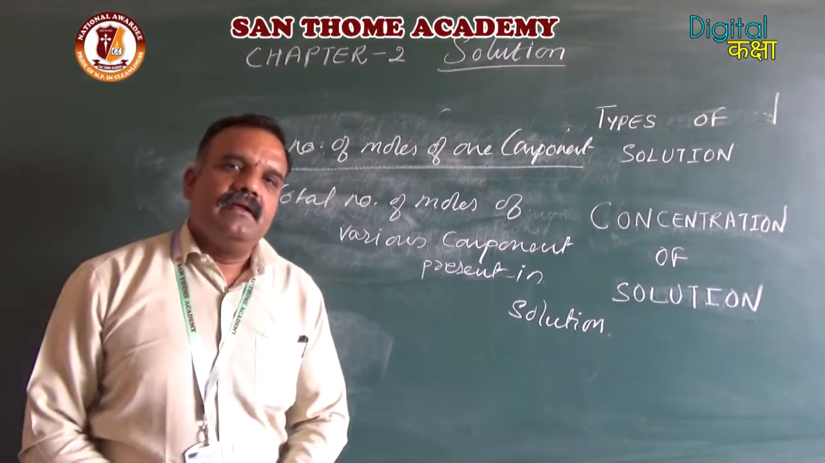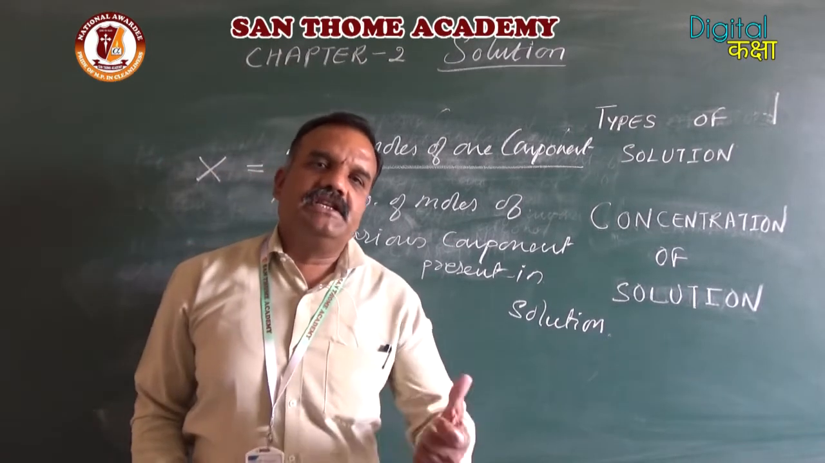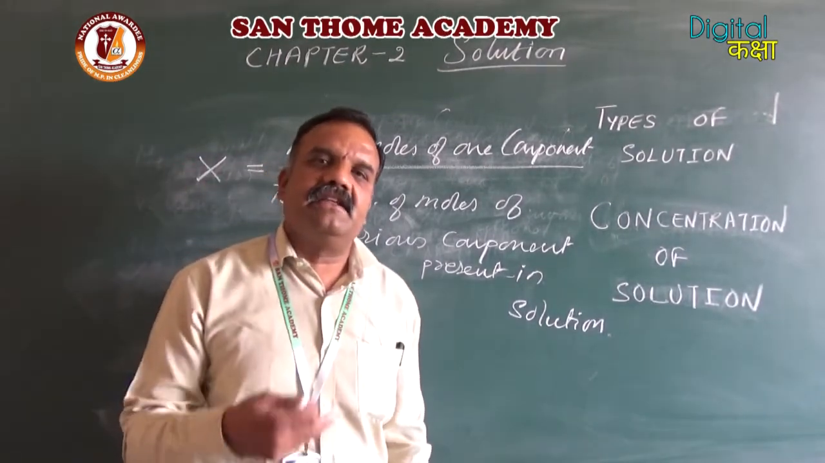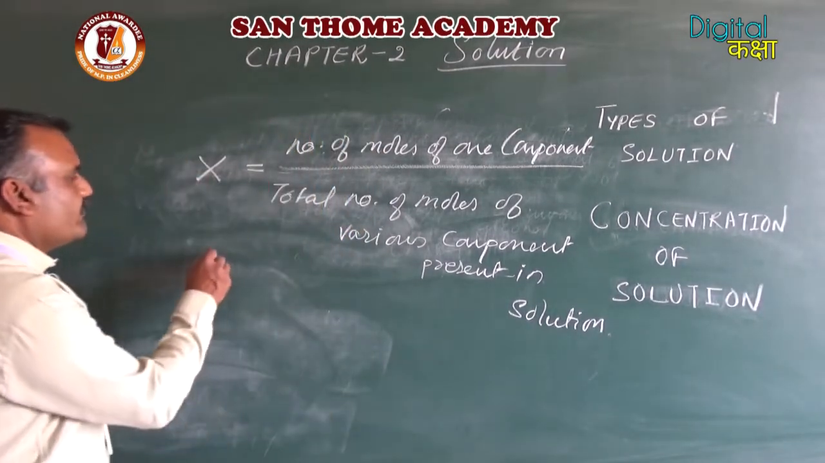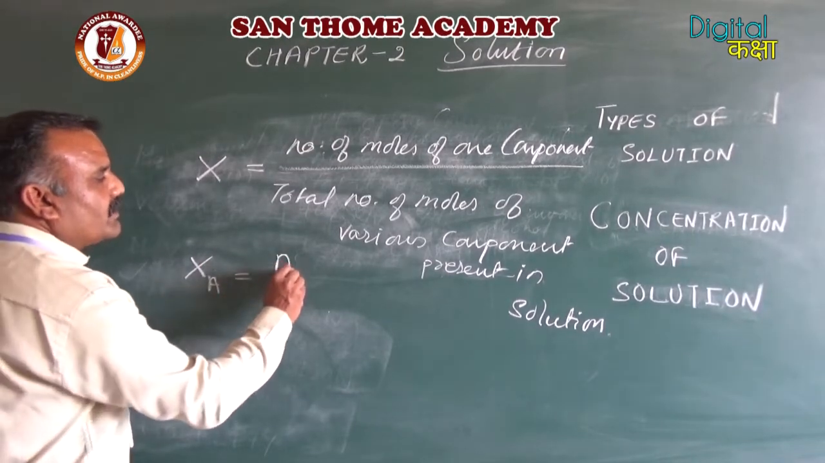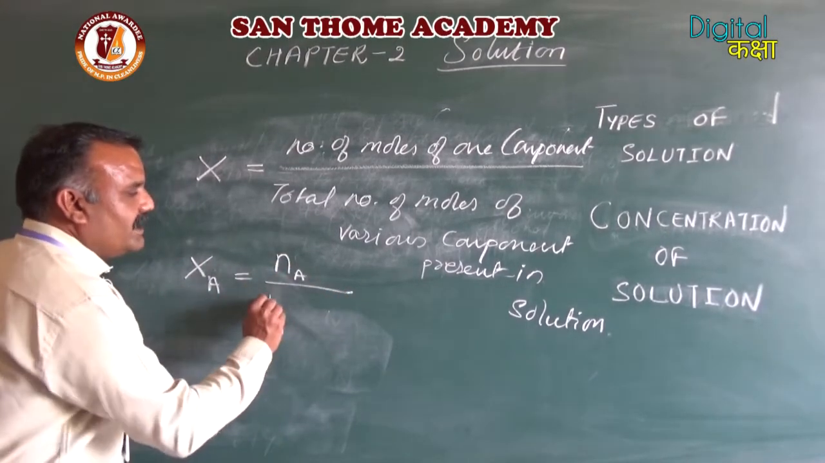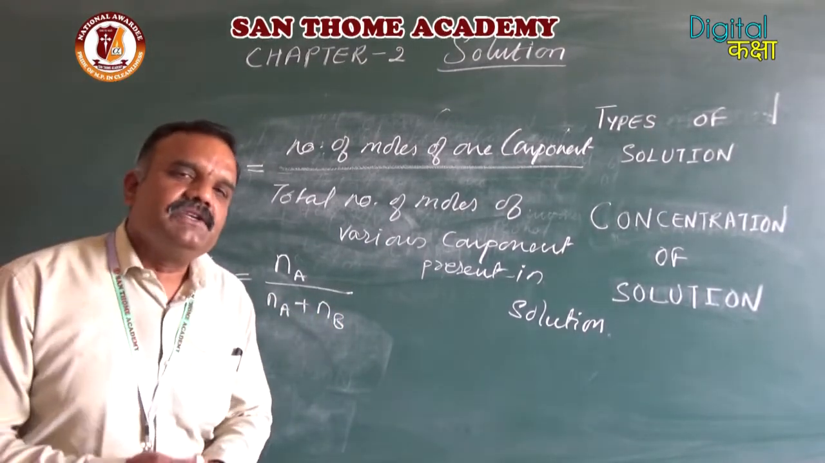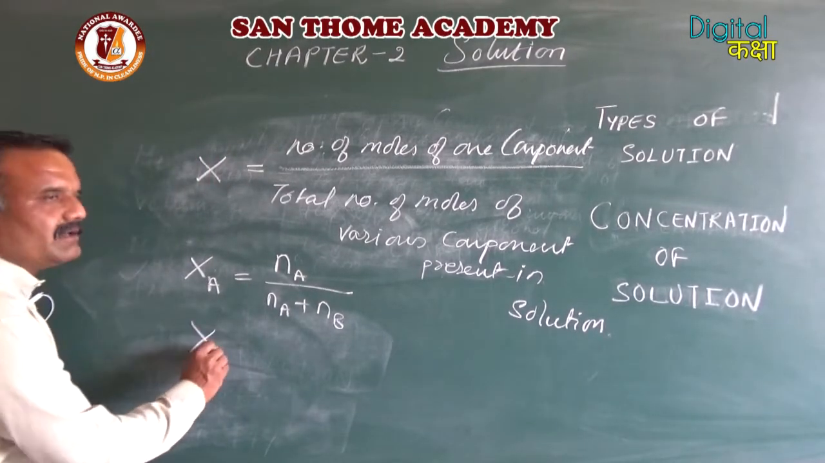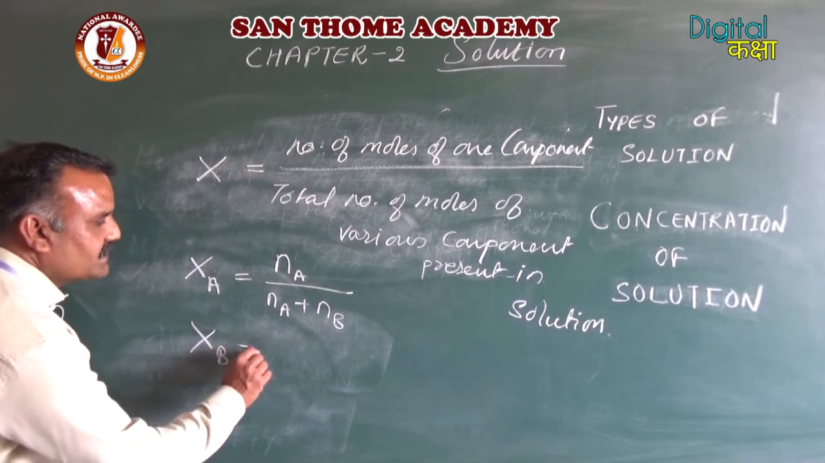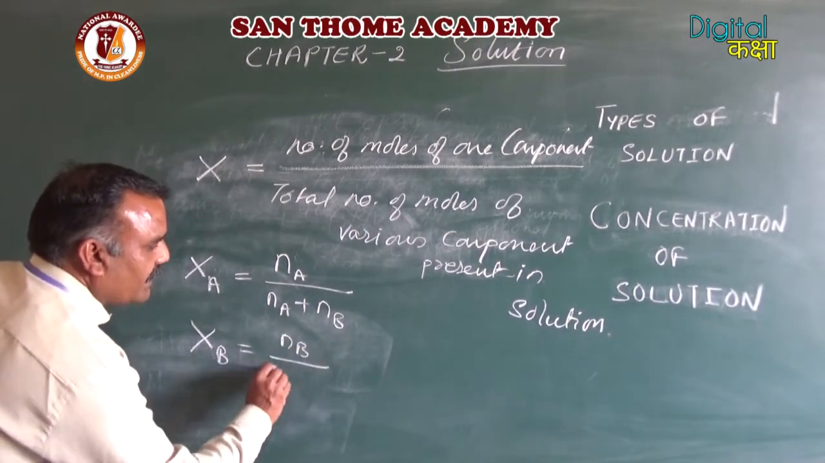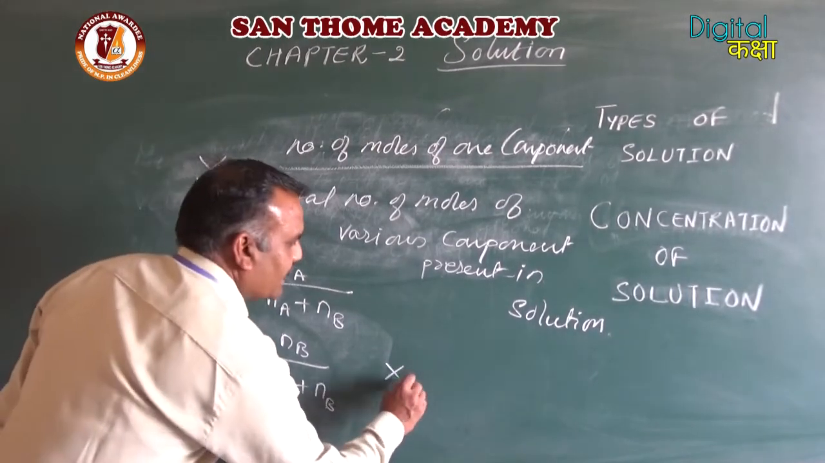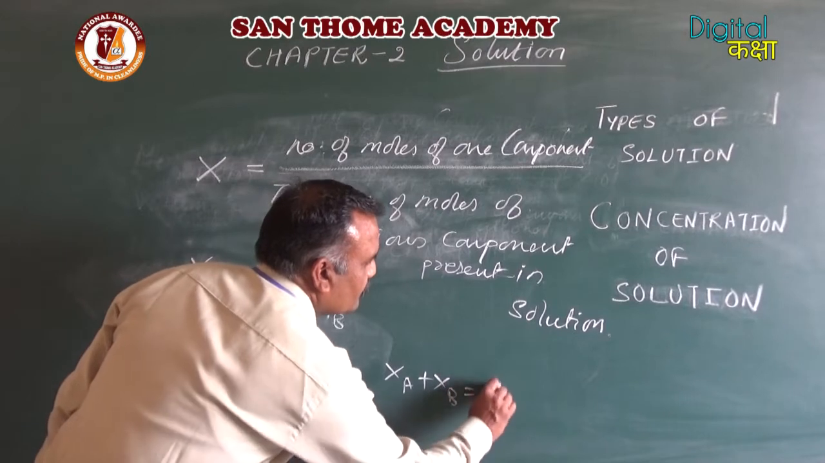For example, we are dealing with binary solutions in this chapter. So if there are two components, one component A and another component B, then the mole fraction of A is equal to the number of moles of A divided by the number of moles of A plus the number of moles of B, which form a homogeneous mixture forming the solution. Similarly, the mole fraction of B is equal to NB upon NA plus NB. Now remember one thing, XA plus XB is equal to 1.